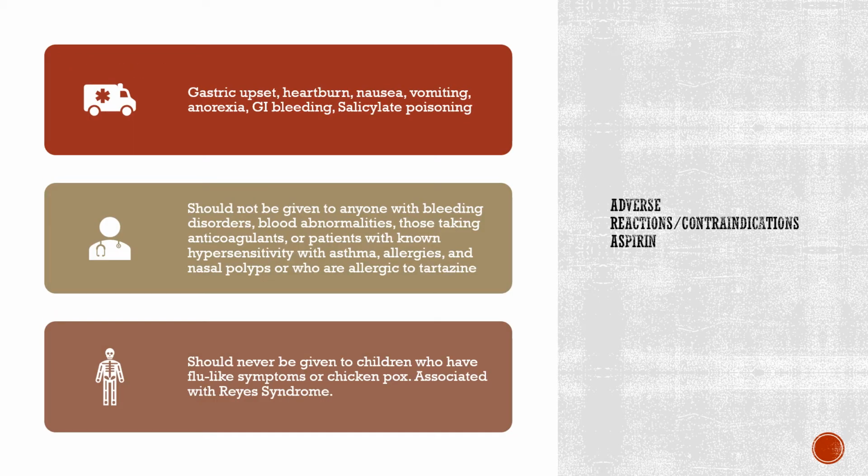So, typical to NSAIDs, adverse reactions could involve gastric upset, heartburn, nausea, vomiting, anorexia, GI bleeding, and then salicylate poisoning, which we'll talk about on another slide. Some contraindications would be to not give this to anybody that has a known bleeding disorder, right? Any blood abnormalities. Those taking anticoagulants should not be taking this at the same time, because we would really thin their blood. Patients that have known hypersensitivity with asthma, allergies, or nasal polyps, or who are allergic to tartrazine.